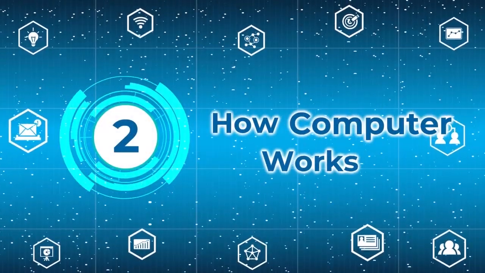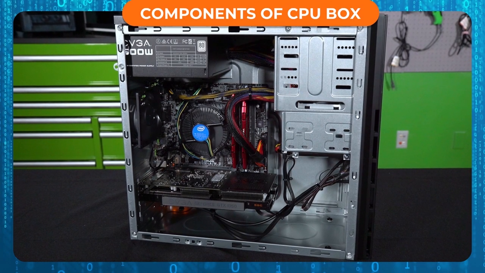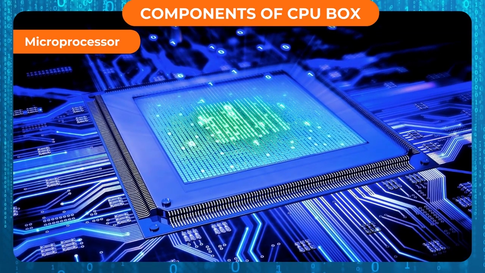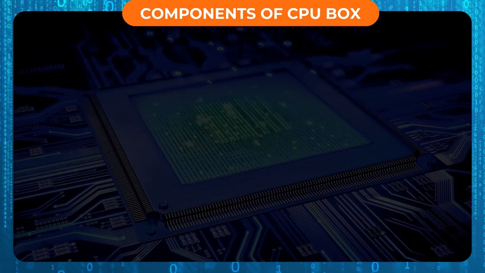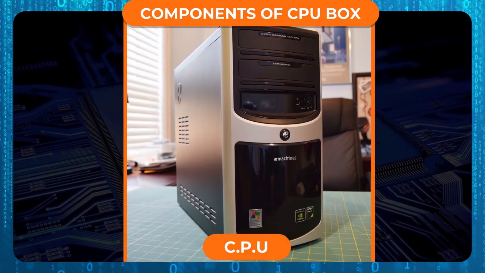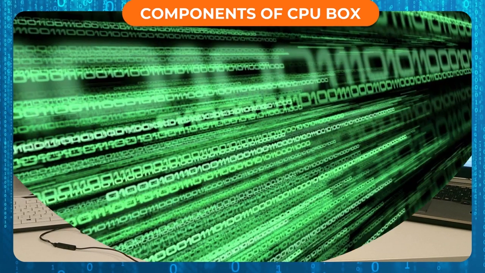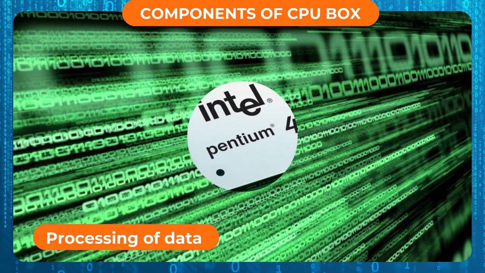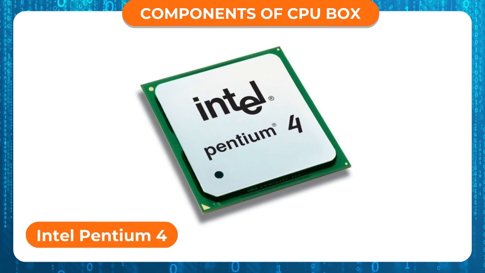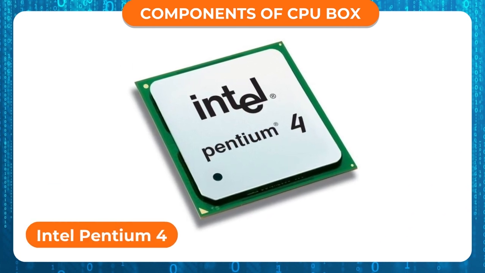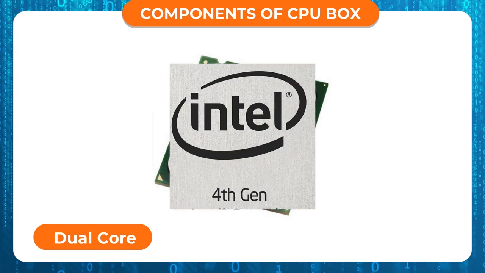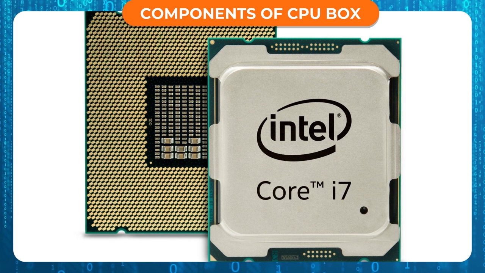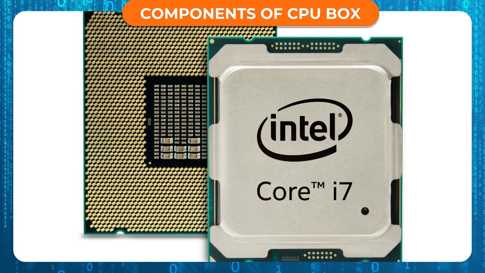How computer works. Components of CPU box. Microprocessor. Microprocessor or CPU is the brain of a computer, where processing of data is done. Examples of microprocessor are Intel Pentium 4, dual core, i3, i5, i7 processors, etc.